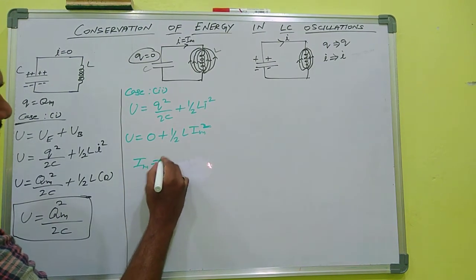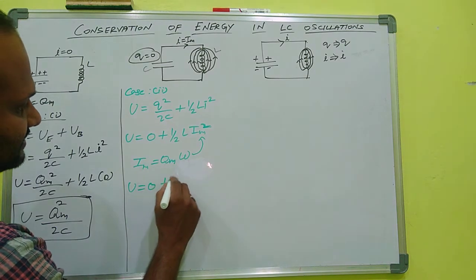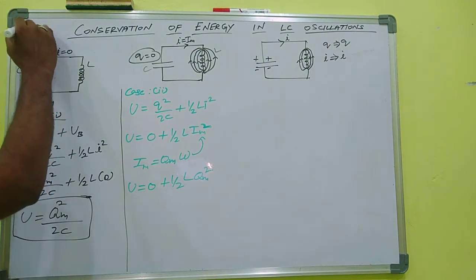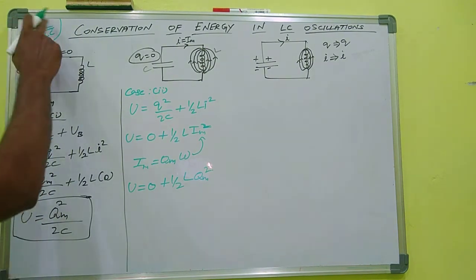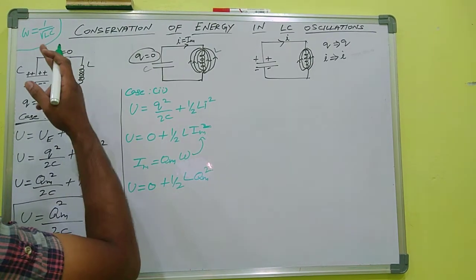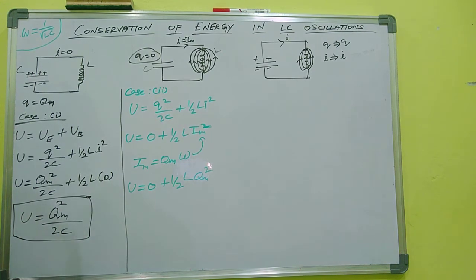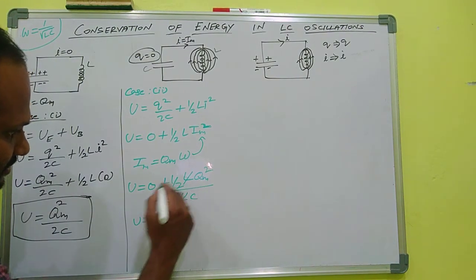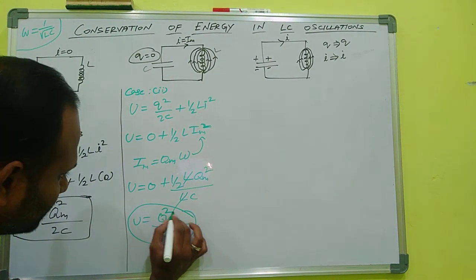You know very well, Im is equal to Qm into omega. This is one of the expressions. So we substitute this expression here. So U is equal to 0 plus half L into Im square. Instead of Im square, we write Qm square into omega square. We know very well the resonant frequency omega is equal to 1 by root of LC. This is one of the most important expressions we know. So omega square is equal to 1 by LC. If we square, then the square root will be cancelled on the right hand side. So I write here LC only. So here L and L get cancelled. The last term is Qm square by, this 2 comes down to the denominator. So Qm square by 2C.